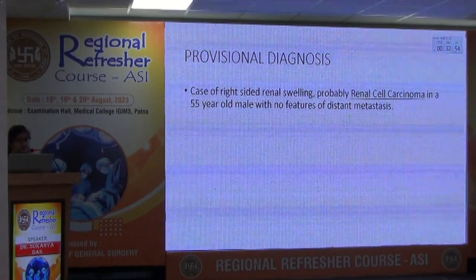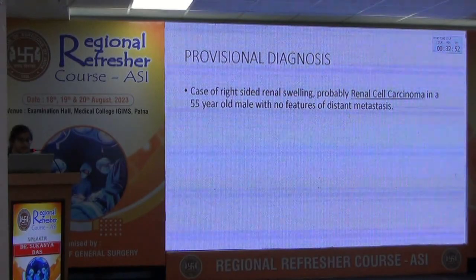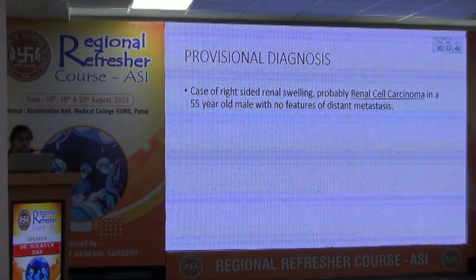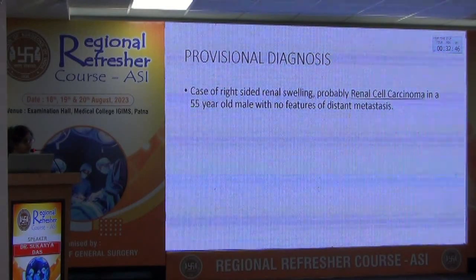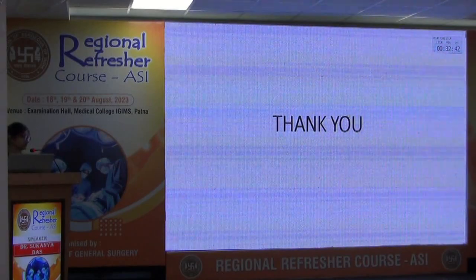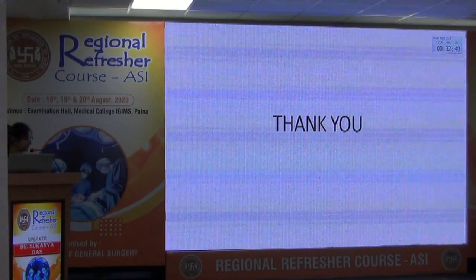So I would like to provisionally diagnose this as a case of right-sided renal swelling, probably renal cell carcinoma, in a 55-year-old male with no features of distant metastasis. Thank you. It's open for the examiners.